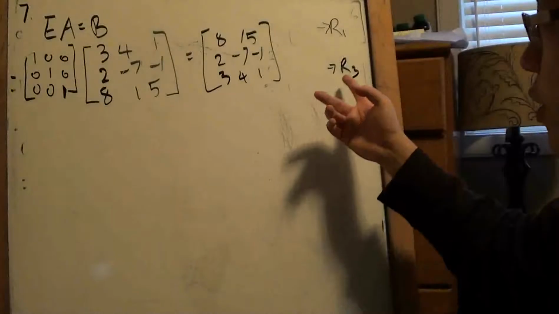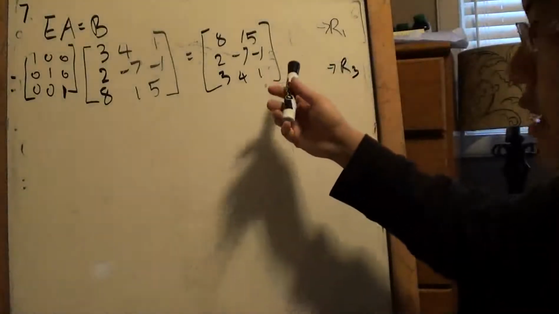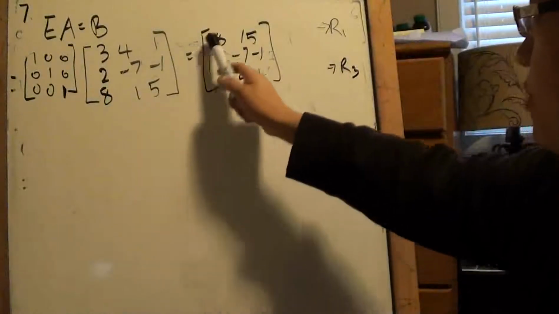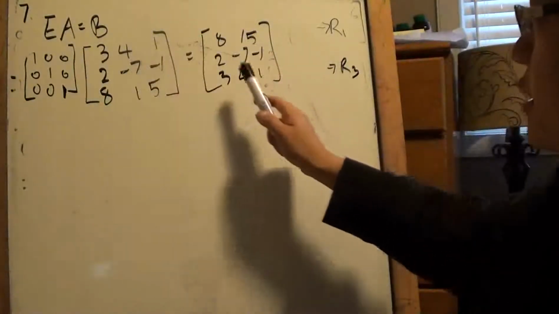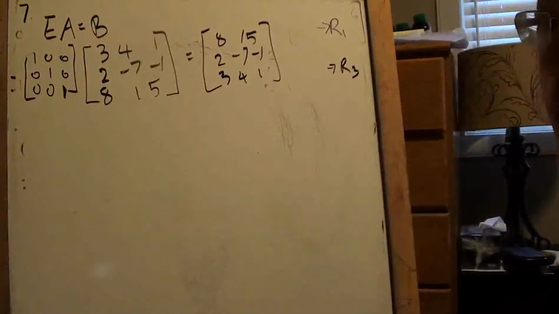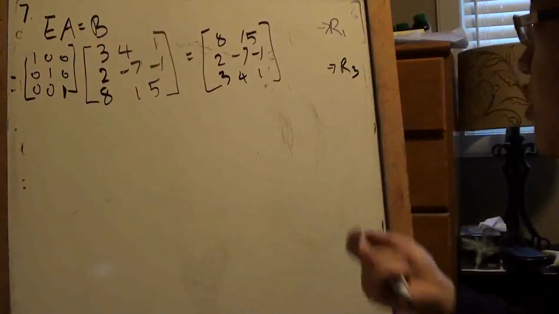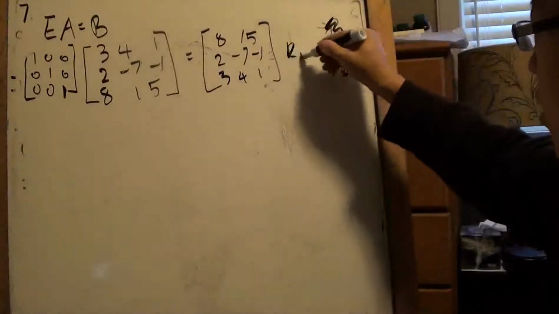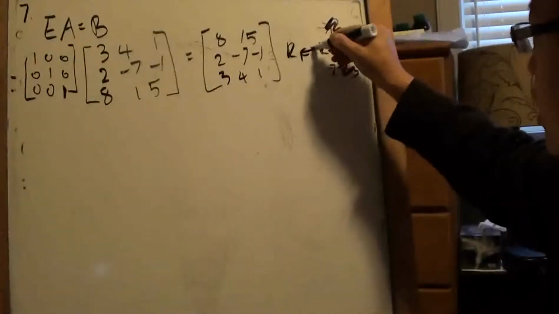And it's not coincidental at all. The third row, 8, 1, 5, happens to be right there, and the first row happens to be right there. So if you found that pattern, good for you. We don't even have to do any matrices. We could just scratch that and say R1 and R3 have switched.